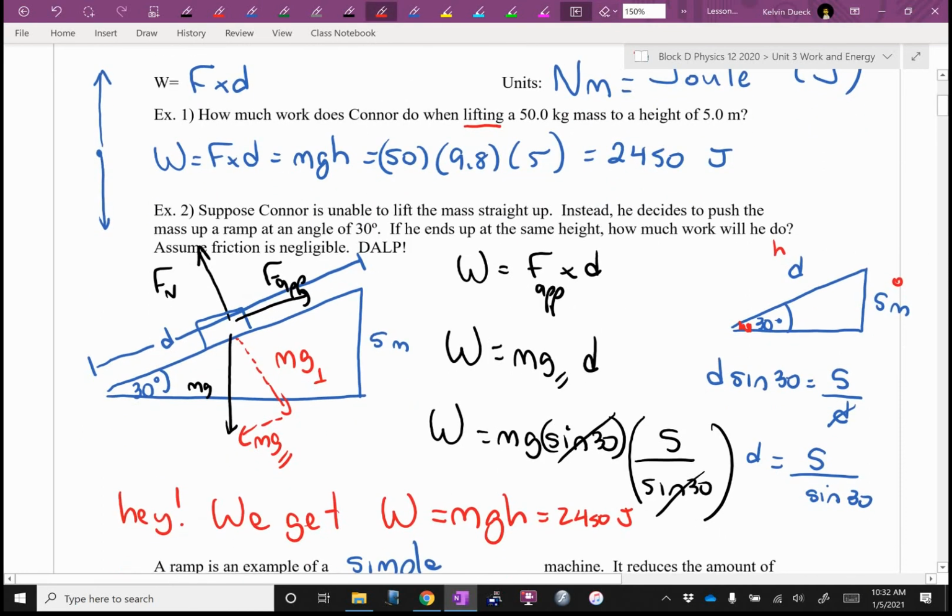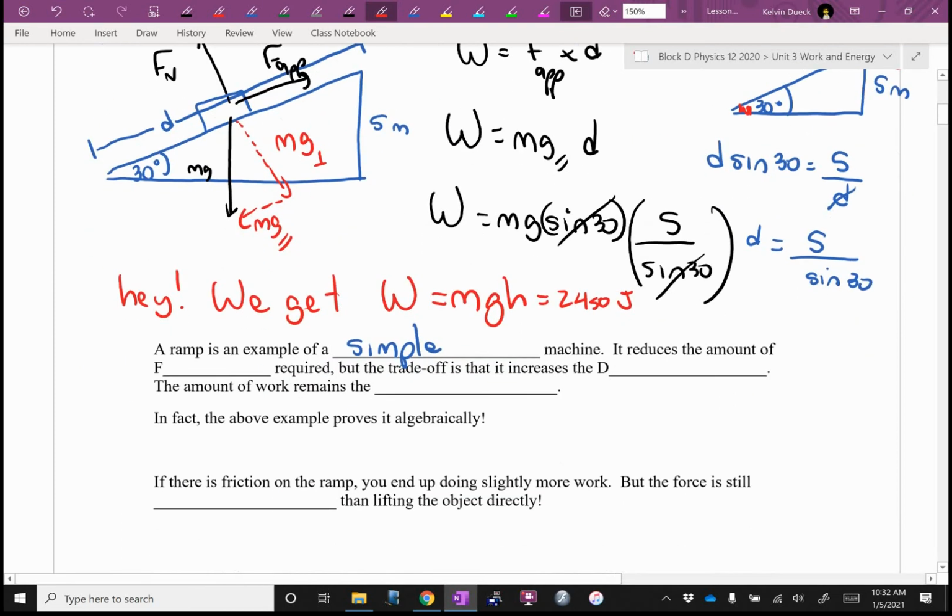490. What a ramp does, it doesn't change how much work you have to do. It drops the force in half, but it doubles the distance. If you go 5 divided by sine 30, you'll find that's 10. Double the distance, but you can cut the force in half. We're not going to look at this subgroup of physics, but these are called simple machines. A machine in physics is something that reduces the amount of force required by increasing the distance. The amount of work remains the same.